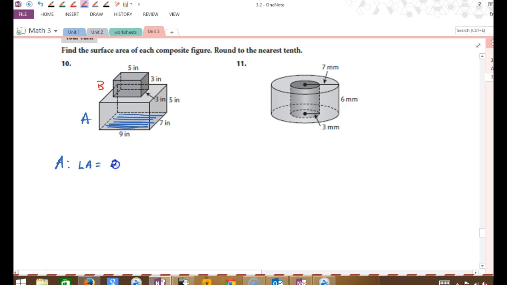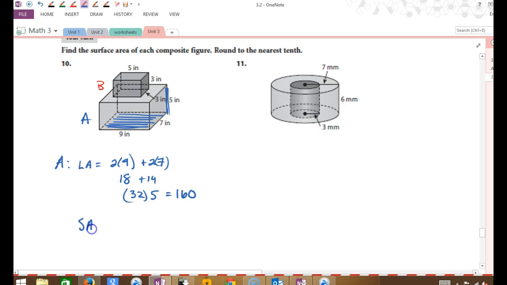So we're going to go 2 9s plus 2 7s. So 18 plus 14 is 32. And we're going to take 32 and multiply by the height of the prism. What's the height? 5. So if we multiply that by 5, who's got a calculator? 160? Yeah, because it's just saying 30 times 5.